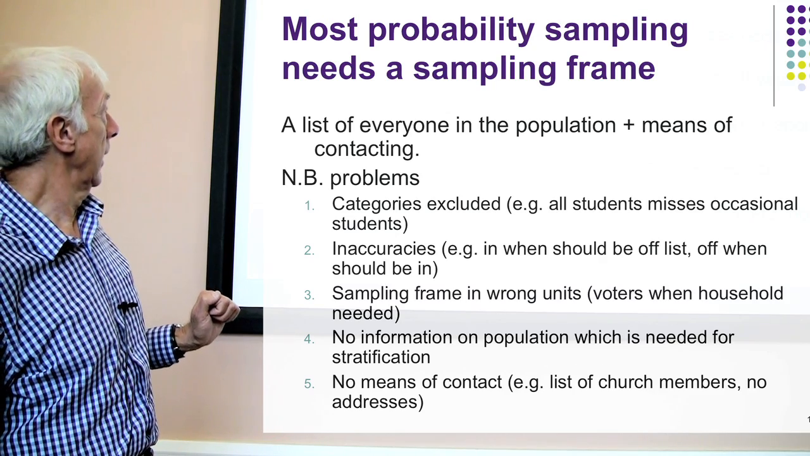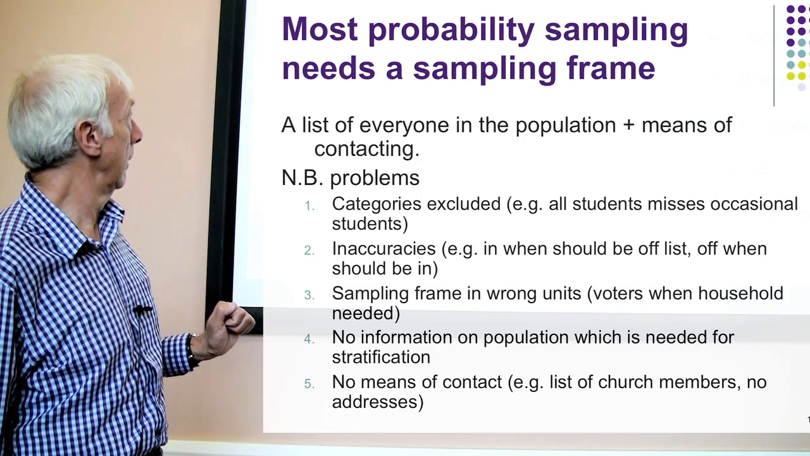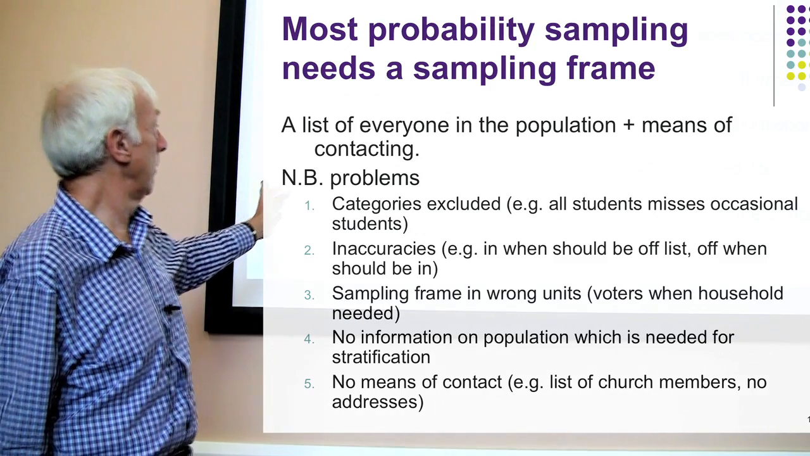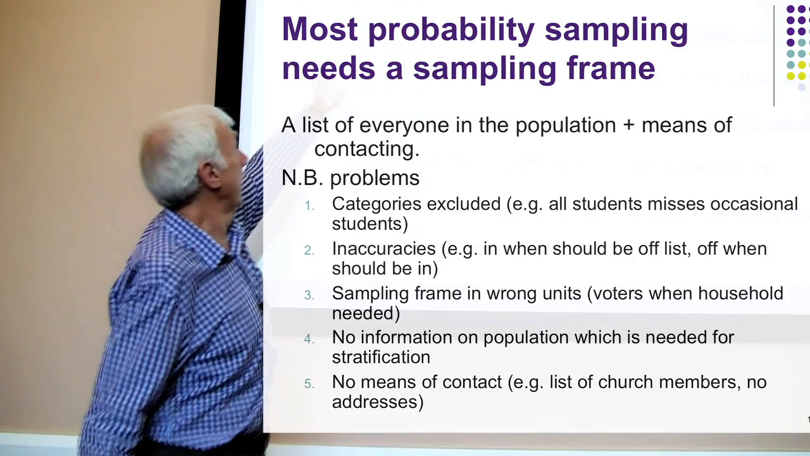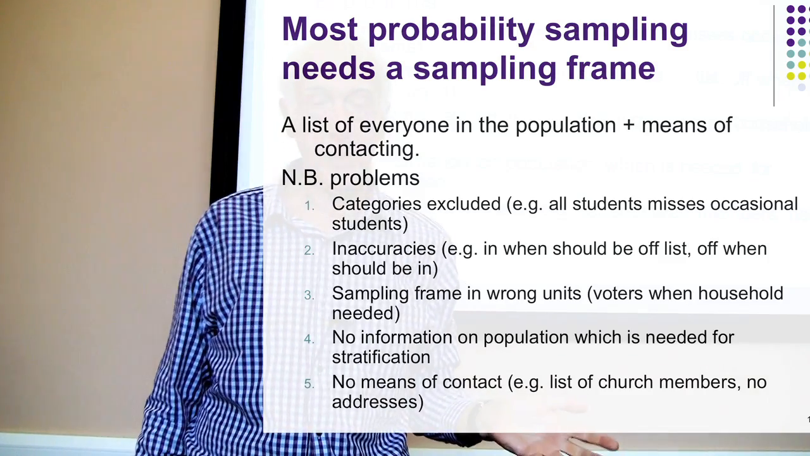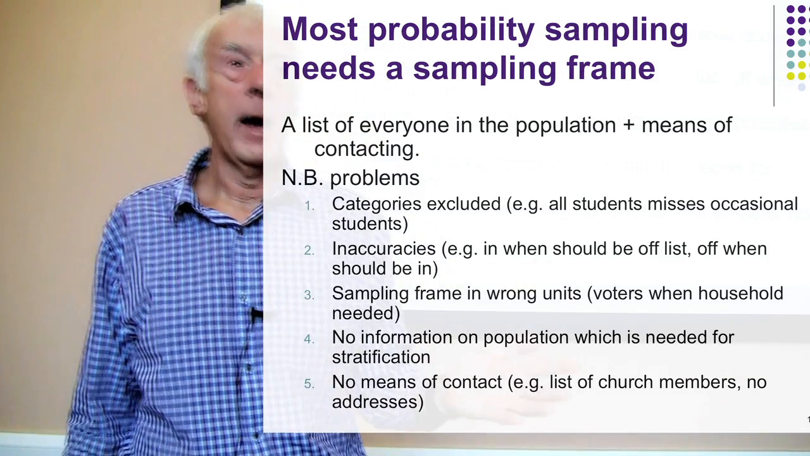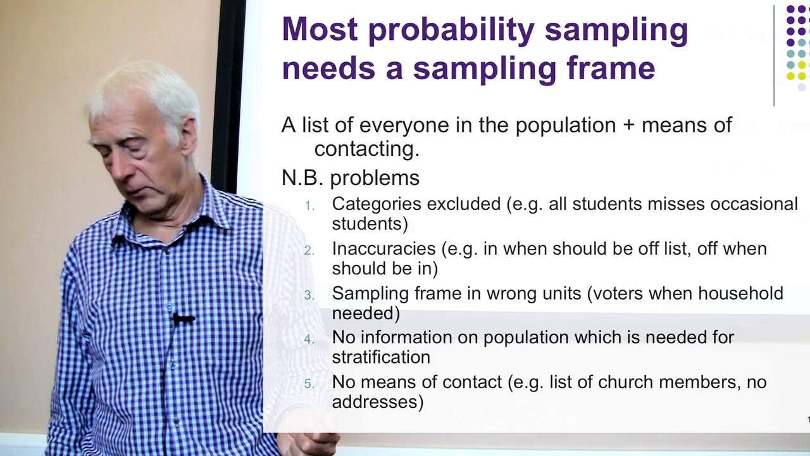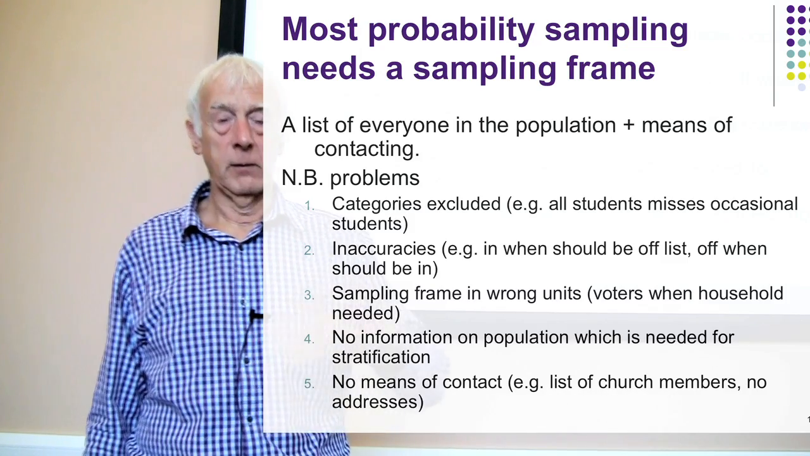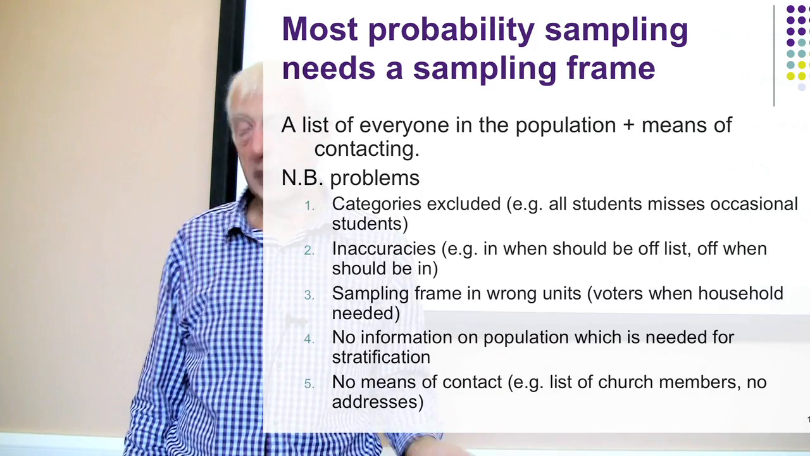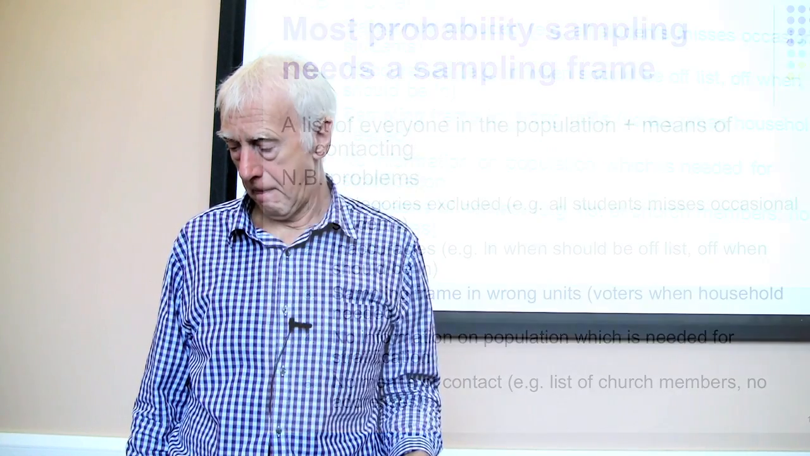Somewhere, I'm sure I should have said it here. Wrong units, stratification. I think probably comes under number one. The most common issue here is people being left off the list because they've gone away or they've died or whatever. So mortality issues can be a problem with these lists. Particularly lists of households, people in households can move house and it's not up to date, effectively.